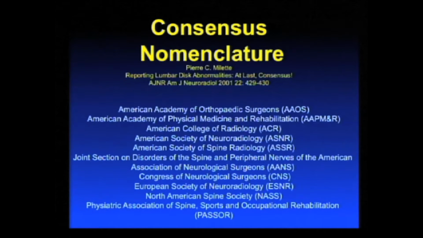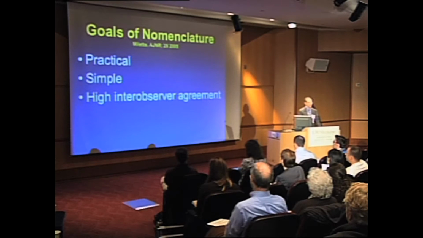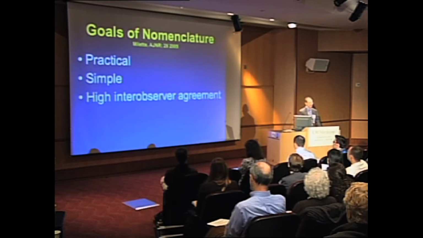So this consensus nomenclature that I'm going to be talking about, which most of you are probably familiar with, has been around now for over a decade. And pretty much all of the major societies that deal with spine have signed on to this nomenclature. So there's relatively little controversy, I think, left about what we should use. The goals of the nomenclature are that it be practical and simple to use, and that most importantly, there be a high inter-observer agreement. Because if you have a classification system that people can't agree upon, then it's pretty much worthless.